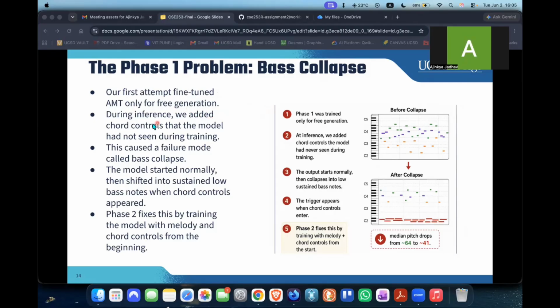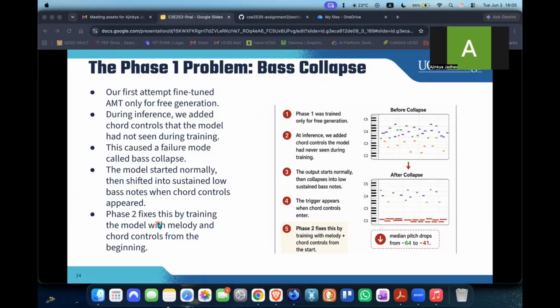So during inference, we added chord controls that the model had not seen during the training. This caused a failure mode called the bass collapse. The model started normally, but then shifted to sustained low bass notes when the chord controls appeared. So if you could see, this is how it was before collapse and this is how it was after collapse. So we could see these notes in here.